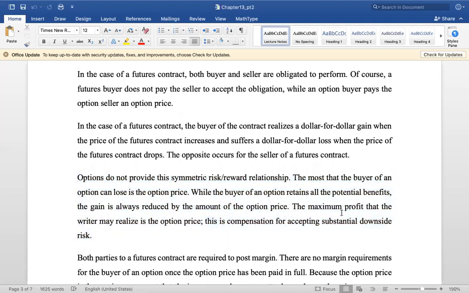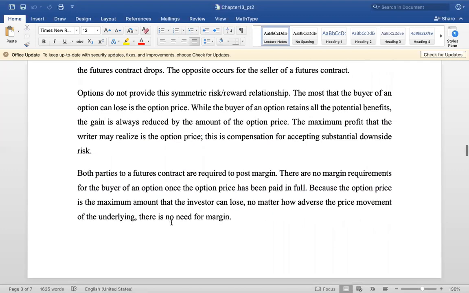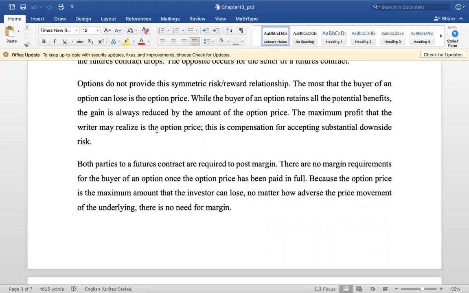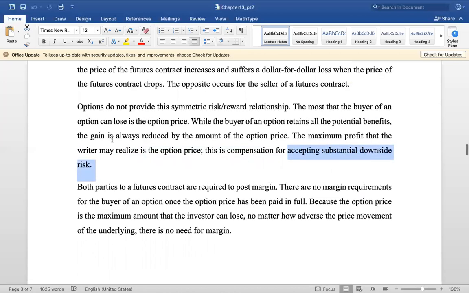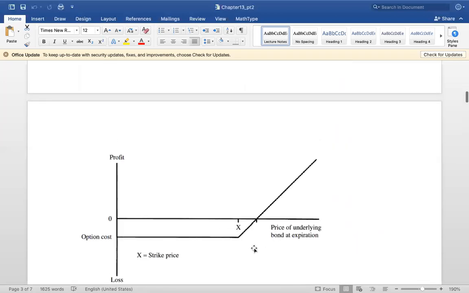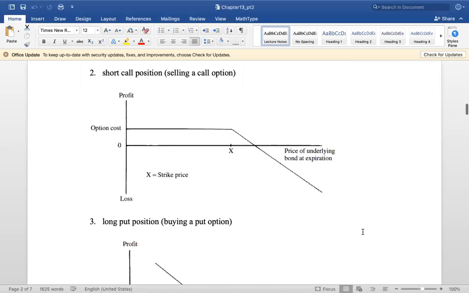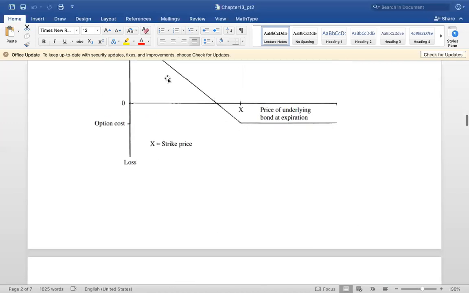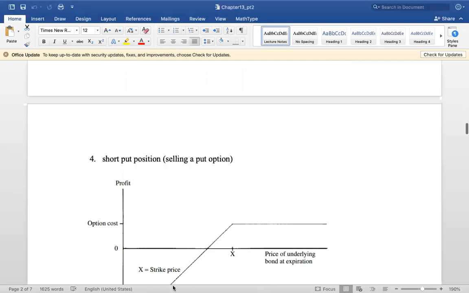The maximum profit that the writer may realize is the option price, and that is the compensation for accepting substantial downside risk. So this is his compensation for accepting all that downside risk we talked about here.